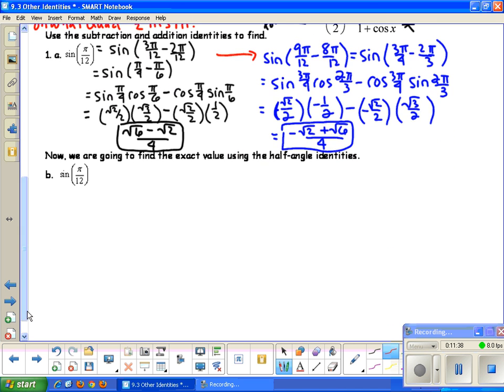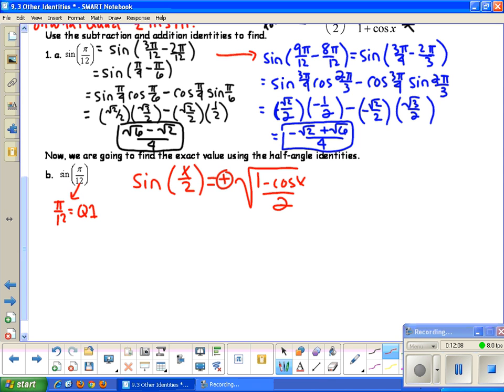So if I go back down here, pi over 12 I know is in quadrant 1. And if you didn't know, you could put it into degrees to figure that out. So if I want to use the half angle identity, I'm going to use the sine half angle identity because this is the sine of pi over 12. So the half angle identity for sine is sine of x over 2 is equal to, since it's in quadrant 1, sine is positive, so plus the square root of 1 minus the cosine of x over 2, because we talked about how to get that, we have it memorized.